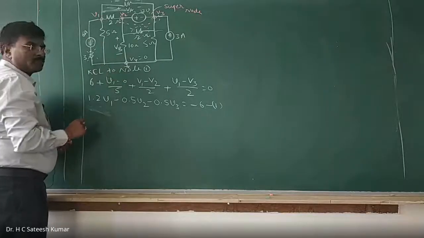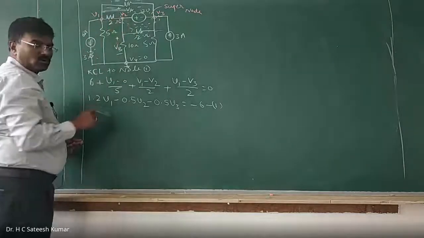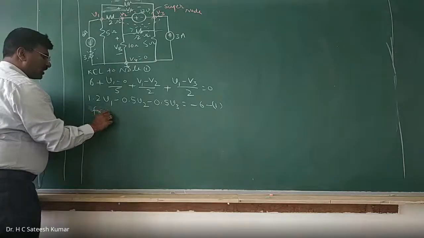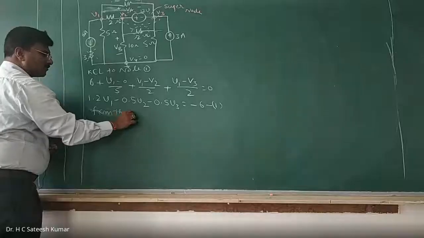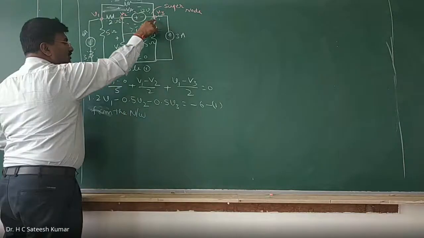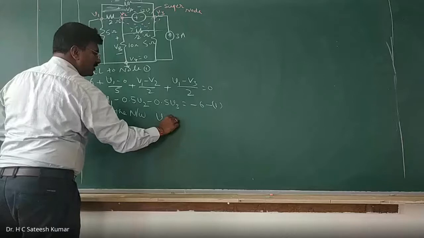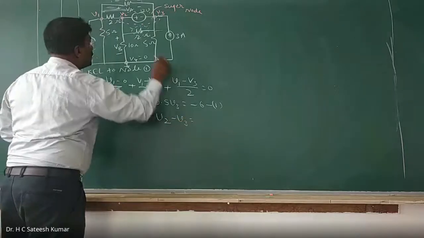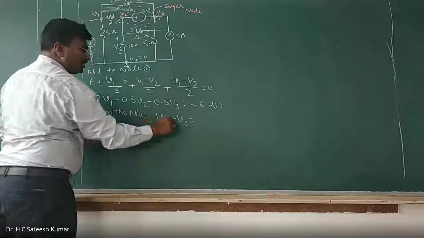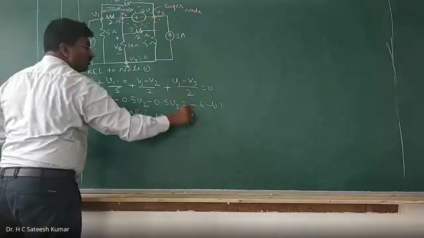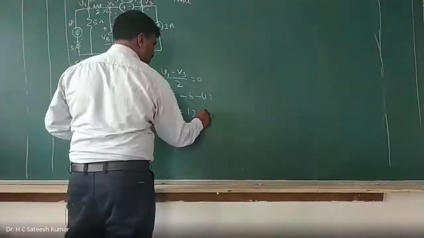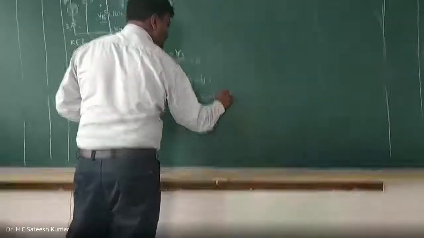Then you build a super node. And the super node is from the network. What is that we write? From the network, super node concept: V2 minus V3. So this is plus now. Therefore, we should write first V2 minus V3 is equal to 12. This is equation number 2.